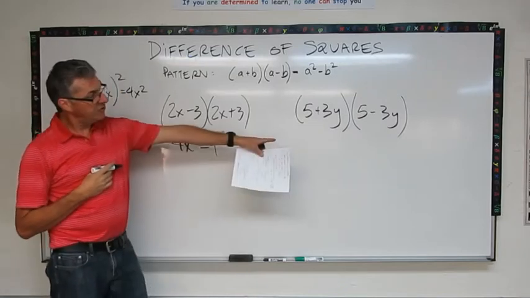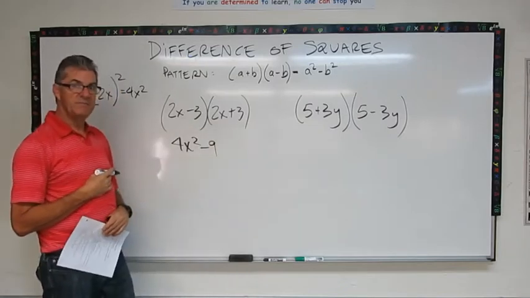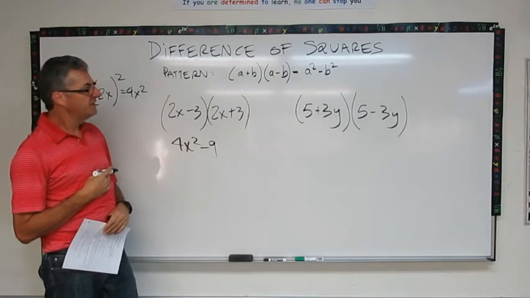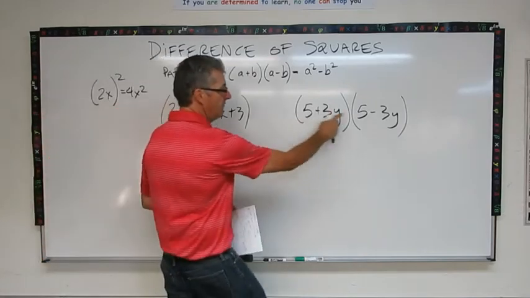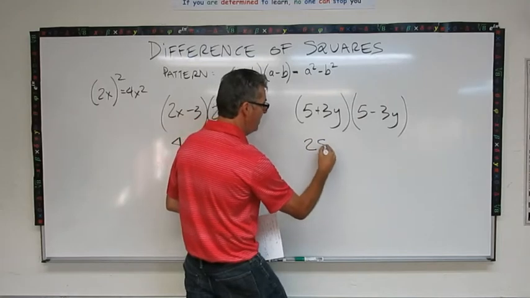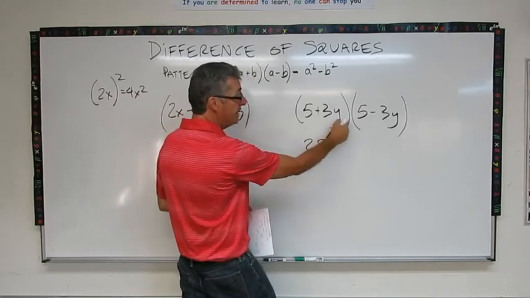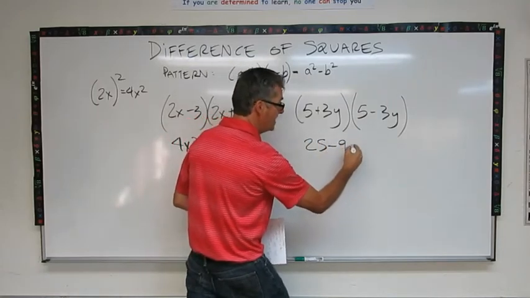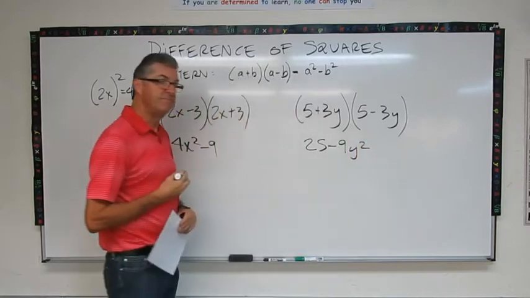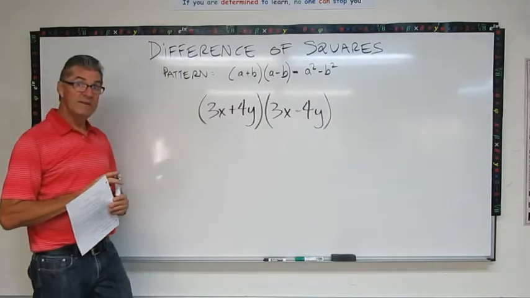Okay, now let's try the next one. Pause the video. Okay, let's see how you did. 5 squared is 25. 3y squared is going to be minus 9y squared, like that. Okay? Okay, one last one.